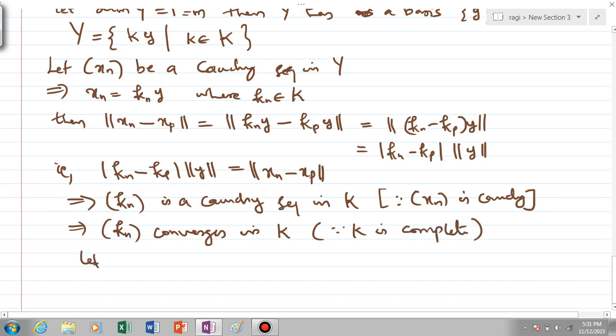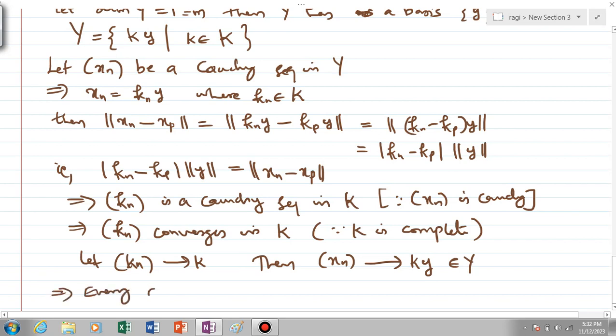Let the sequence kn converge to k, then our sequence xn converges to ky. This is clearly an element of Y. So this means that every Cauchy sequence in Y converges in Y, and so Y is complete when the dimension is equal to 1.